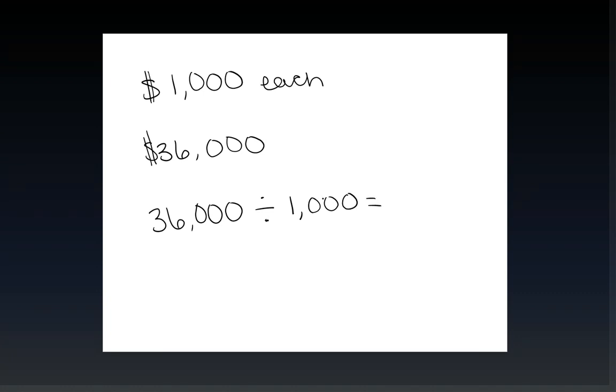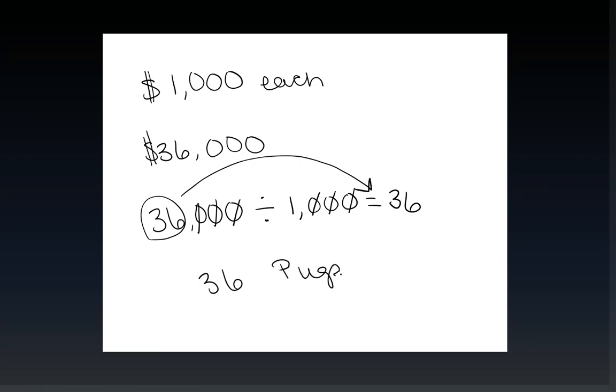I'm going to use my trick. I'm dividing, so my number is getting smaller. It means I can cross off my zeros. I have 1, 2, 3 zeros on this problem, meaning I can cross off 1, 2, 3 zeros here, and I'm left with my answer. So for $36,000, how many pugs did I get? I got 36 pugs. That's about 36 too many.